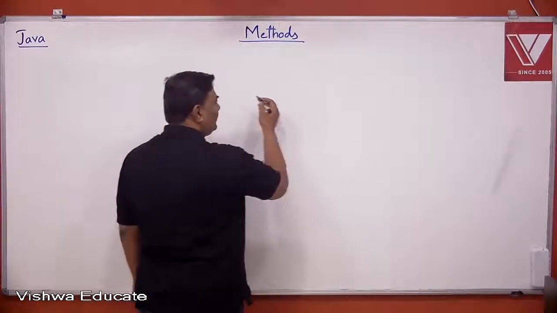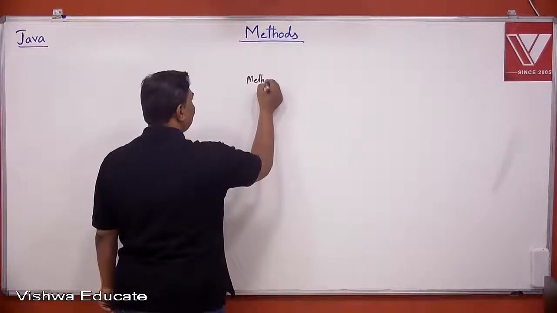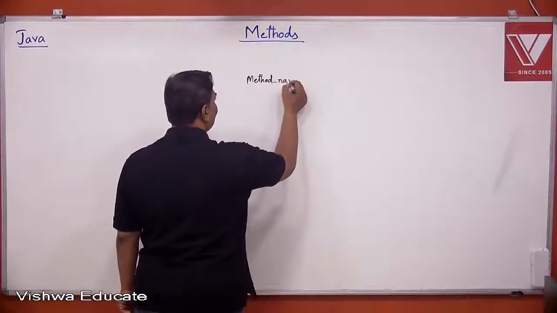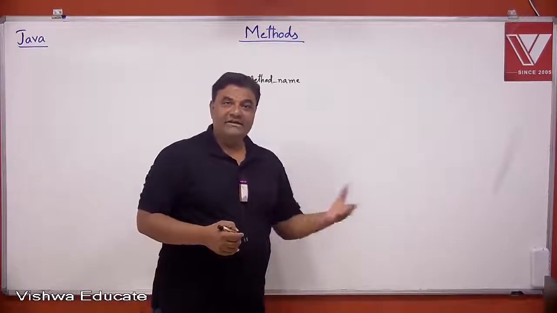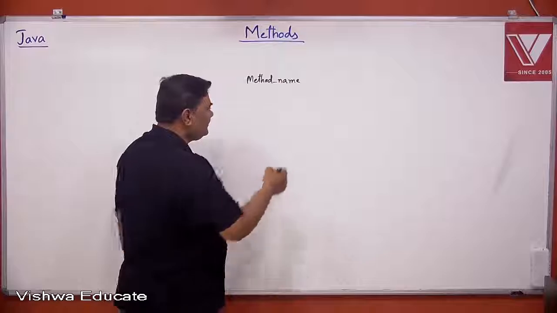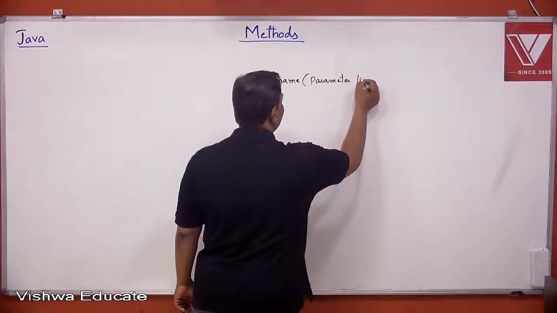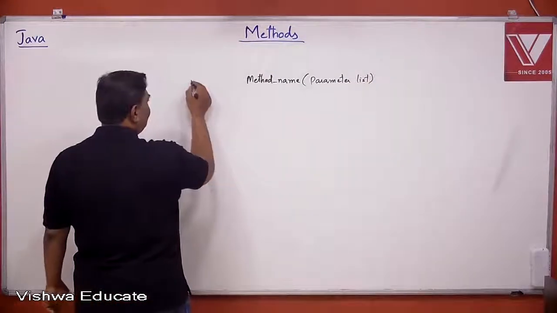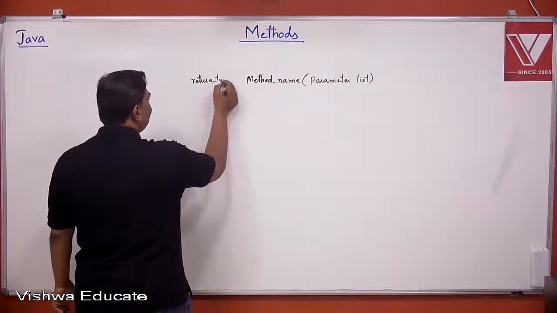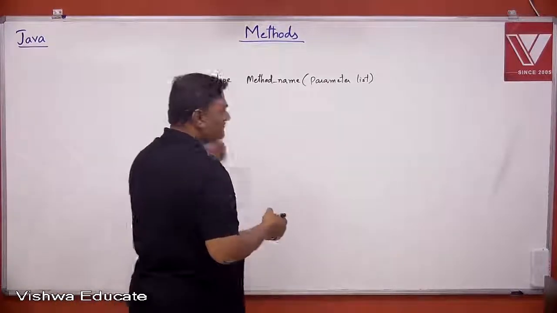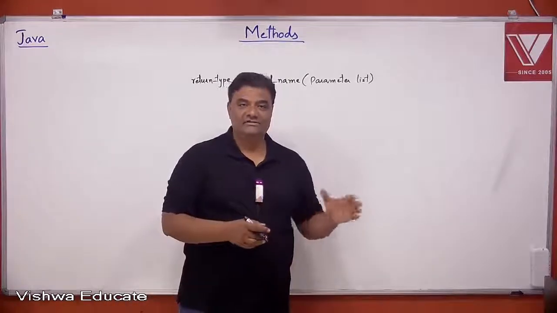A method will have a method name, and it will take some input, some parameters, as input. It can take 0 or more parameters, and it will return some result. It may return 0 or 1 value, exactly one. Either it is not returning anything or it returns something.